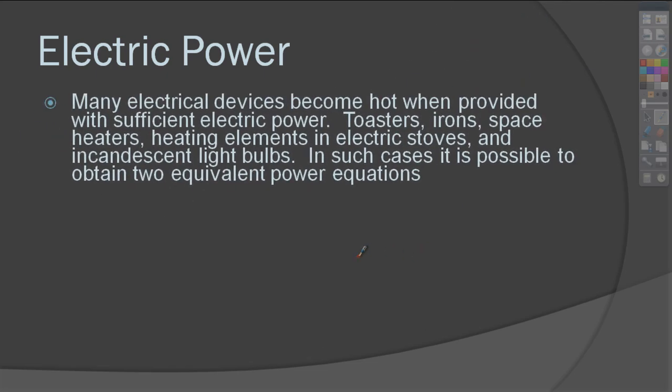You may notice in your house that some of your electrical devices become hot when provided with too much power. Toasters, irons, space heaters, heating elements in electric stoves, and incandescent light bulbs. In such cases, it is possible to obtain two equivalent power equations. You have P equals I squared R. And where does that come from?